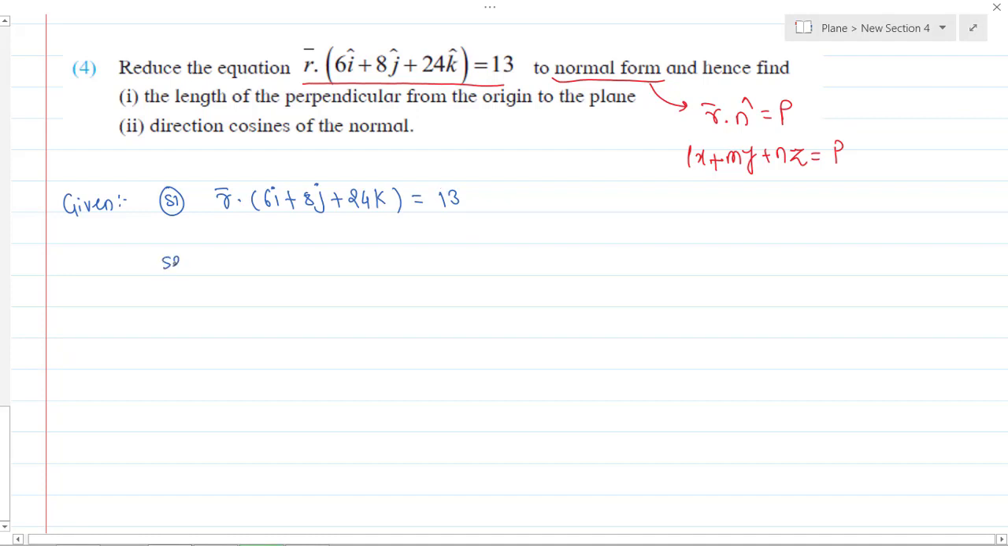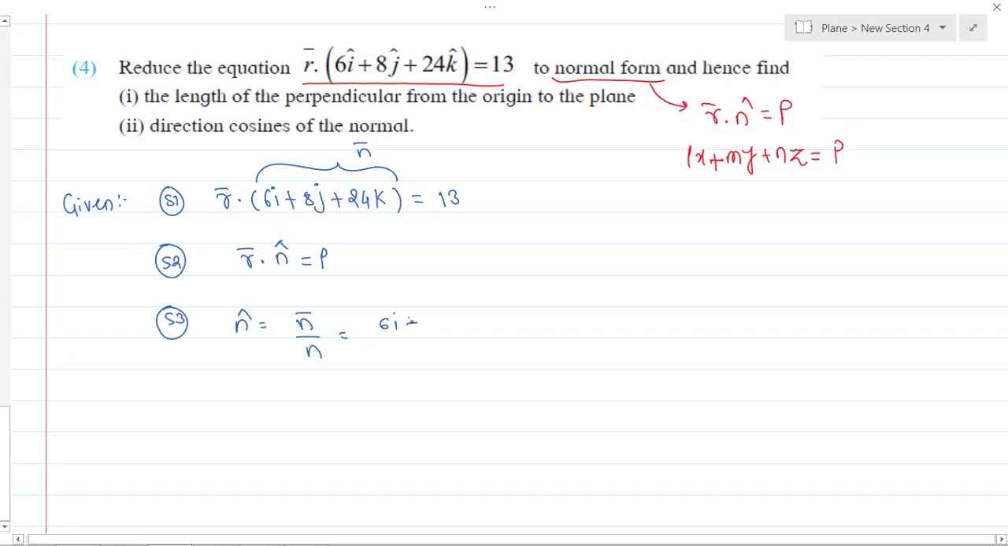Now let's take step number 2. So step number 2 is what? We have to get the equation in the normal form, which is nothing but r bar dot n cap equals p. Now what is step 3? Step 3 is, see, we have the n bar, we have to find out the n cap. So n cap is equal to what? It's n bar divided by its mod n. So let's have that n bar.